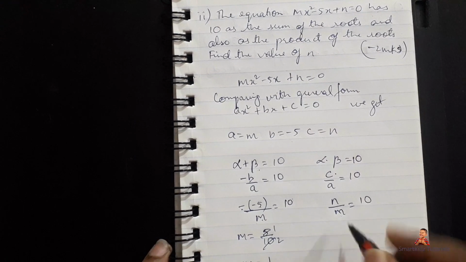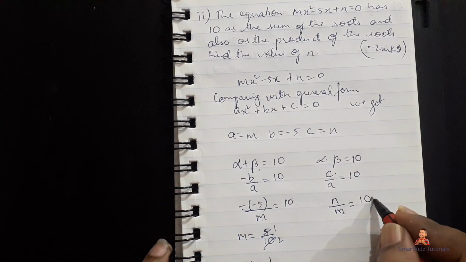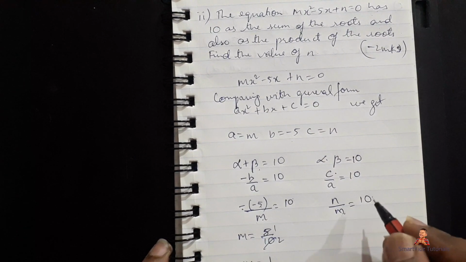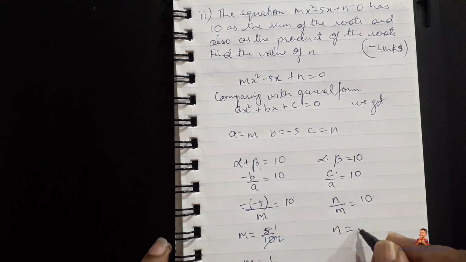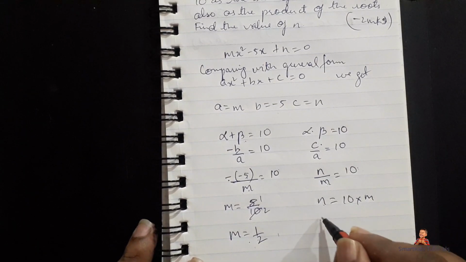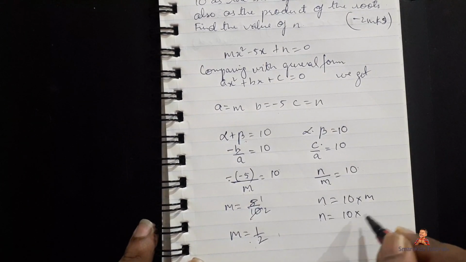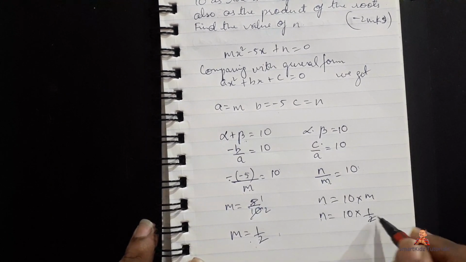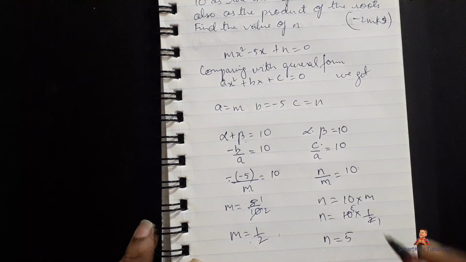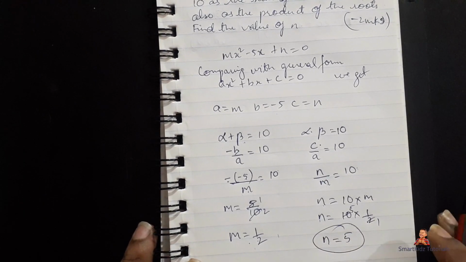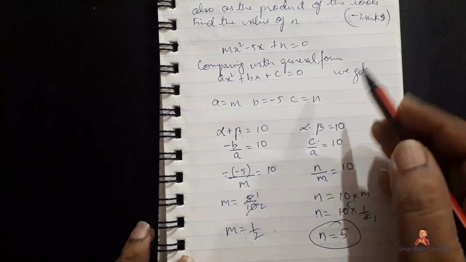Now we have got m as half. So I'll take m over here and multiply it, because we need n. So n is equal to 10 into m. We can use the m which we have got here. So n is equal to 10 into half, and 2 1s are 2, 2 5s are 10, and we divide that and we get n is equal to 5. So this is what we need, n is equal to 5 as per the question.